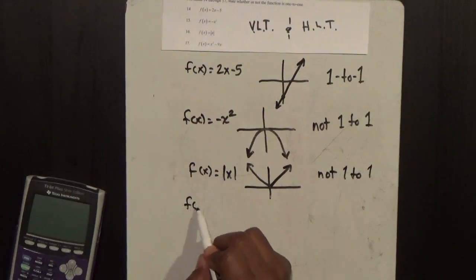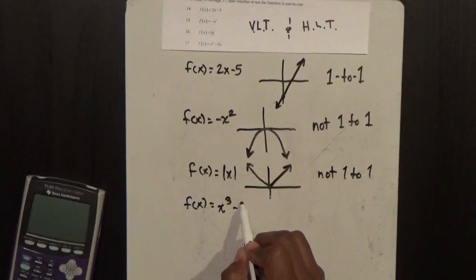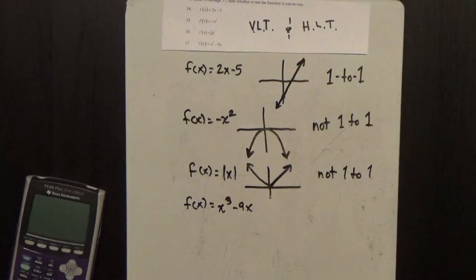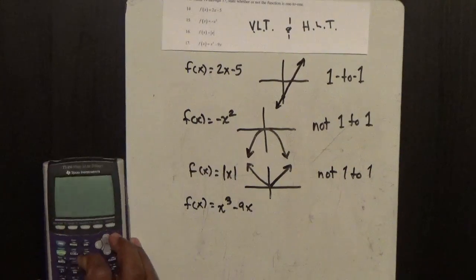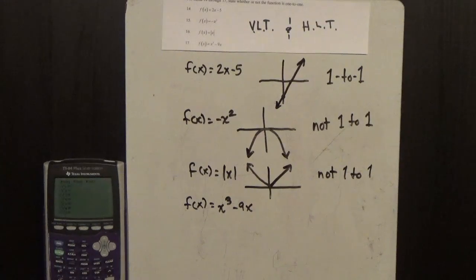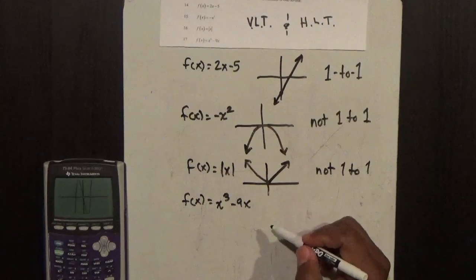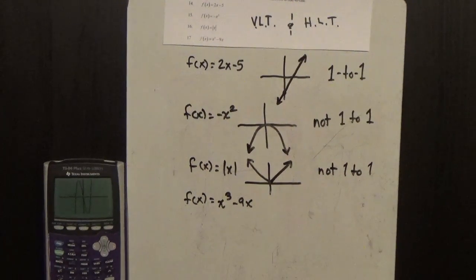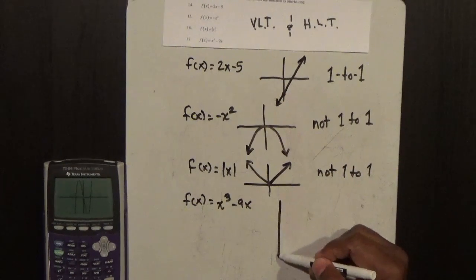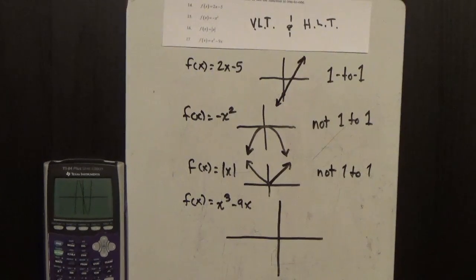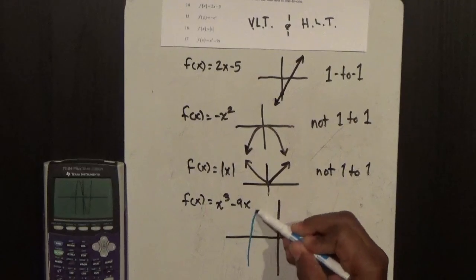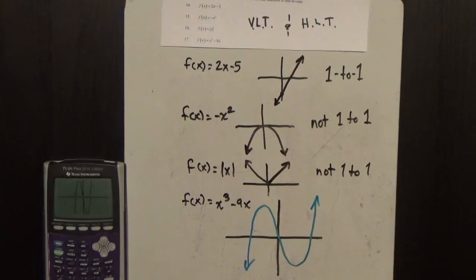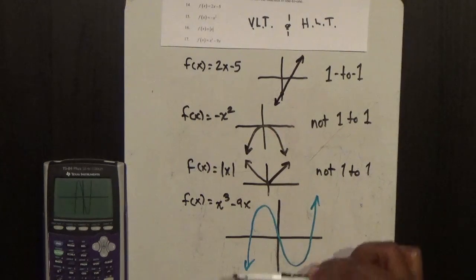All right, and f of x is equal to x cubed minus 9x. Now, any of the x cubes, I've suggested that you go to your calculator and check to see what your calculator is saying for those. So we're going to go x math 3 minus 9x. Look at the graph. Ooh. The x cubes can be different every time. Some of them are 1 to 1, some of them are not. So it's a good idea to check the graph. This graph looks a little like that, and that's obviously not 1 to 1.